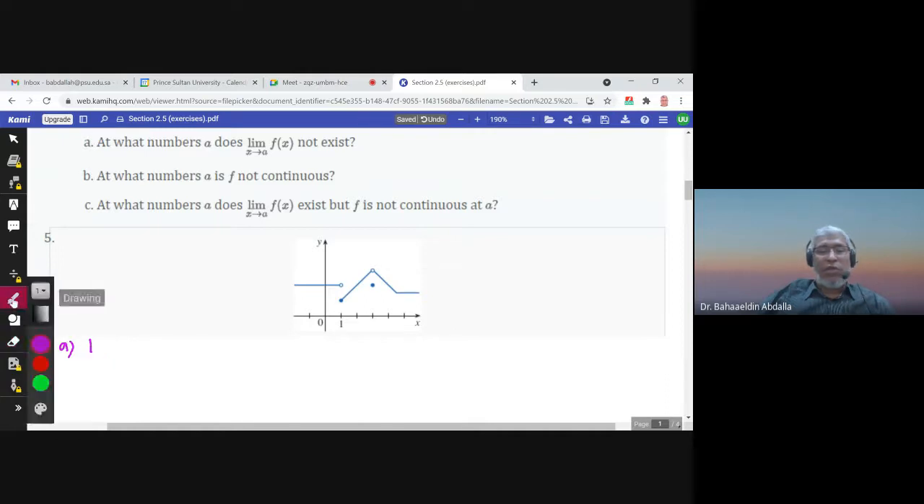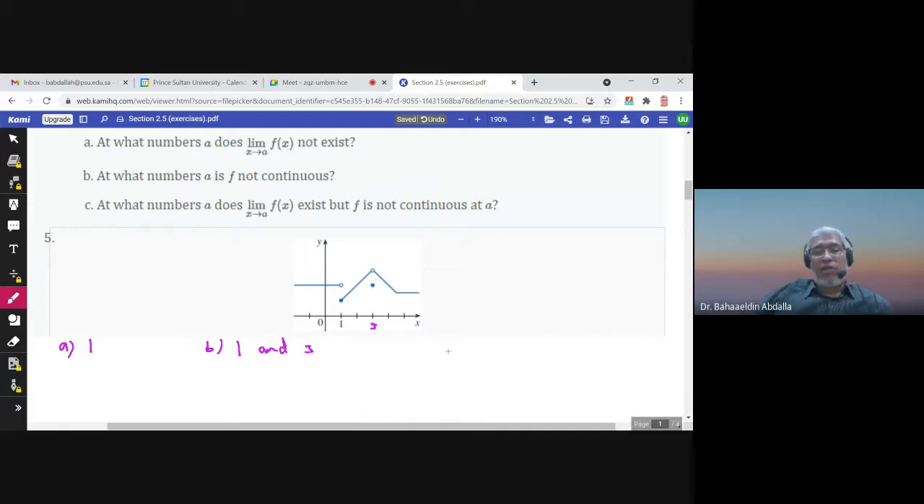I think it's only 1, because at 3 the limit exists. Okay, so that's the answer. At what numbers a is f not continuous? Well, f is not continuous at 1, and it's not continuous at 3 also.